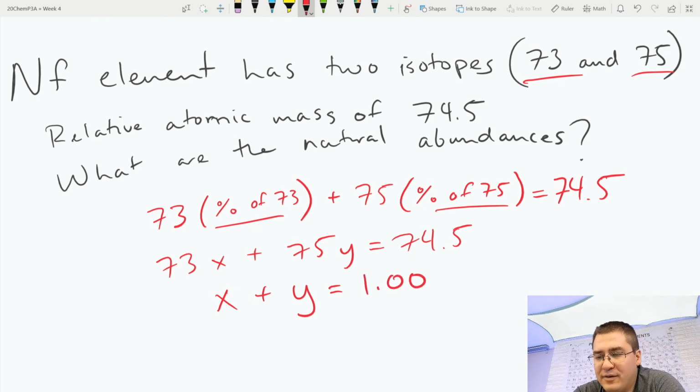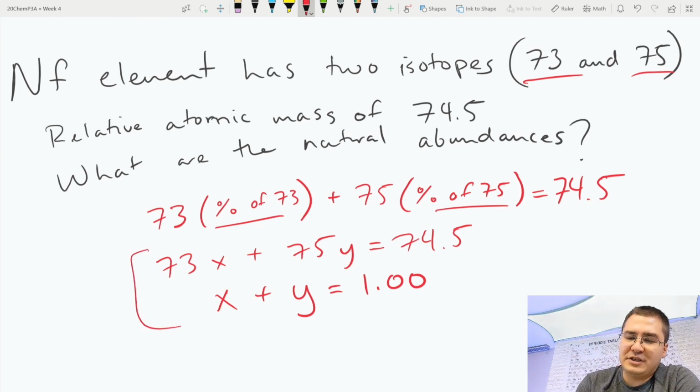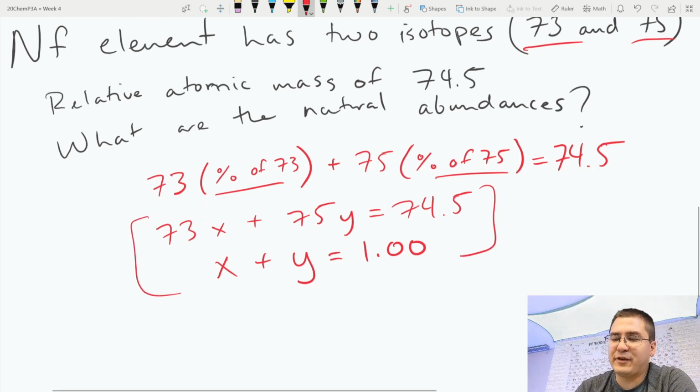Now, 100% is 1, right? So x plus y are going to be the decimal versions of the percents. And they have to add up to 1.0, which is 100%. Okay, so I've got these two equations, the system of equations.